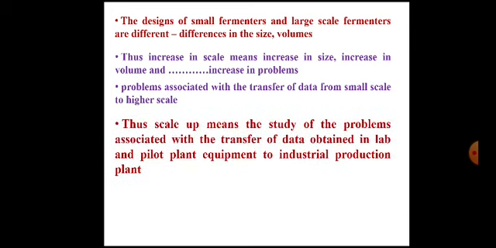So what is scale up then? Scale up means it is the study of these problems. What problems? It is the study of problems associated with transfer of data obtained in laboratory scale and pilot plant equipment to industrial production plant. So that is the correct and refined definition of scale up. It is a problem associated with the transfer of data from small scale to higher scale.